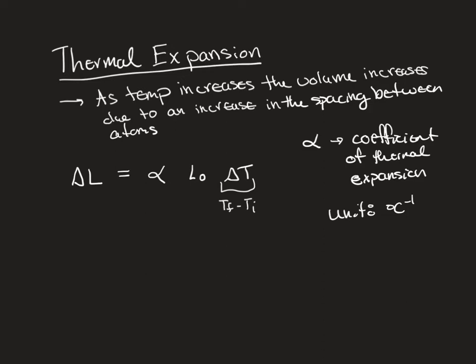Now we can also do this for more than one dimension. So I'm going to also give you the relationship for the change in volume. So the change in volume is going to equal a different coefficient. So this is going to be the coefficient of volume expansion times the original volume times the change in temperature. So you can do this for both 1 dimension and 3 dimensions. And I want to point out again that this coefficient and this coefficient are different values.